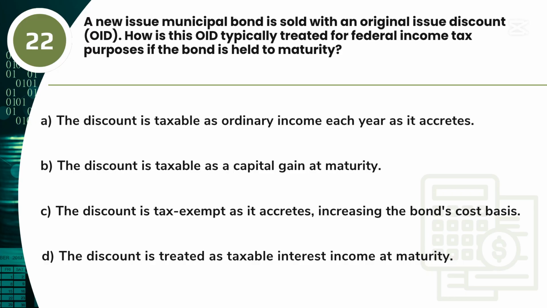Question 22. A new issue municipal bond is sold with an original issue discount, OID. How is this OID typically treated for federal income tax purposes if the bond is held to maturity? A. The discount is taxable as ordinary income each year as it accretes. B. The discount is taxable as a capital gain at maturity. C. The discount is tax-exempt as it accretes, increasing the bond's cost basis. D. The discount is treated as taxable interest income at maturity.